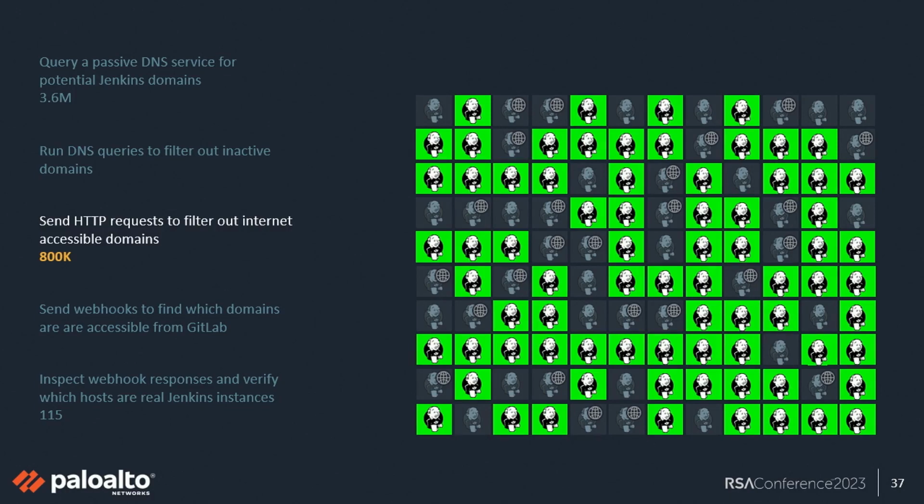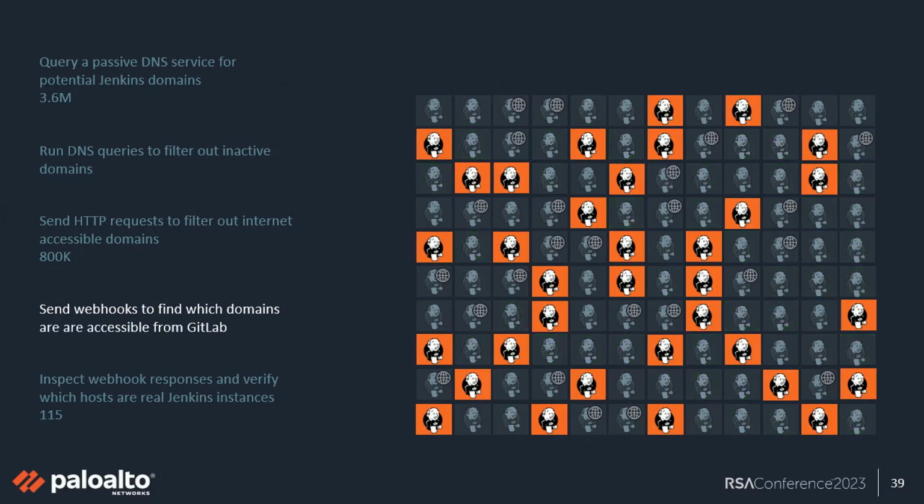It took much longer to write the script itself. But we sent those requests, and we were left with domains that responded to GitLab. So now we have domains that responded to GitLab, and we want to know which of those domains are actually Jenkins domains. So the webhook request we sent to those domains is a special request that returns a special response from Jenkins. So we can easily identify which of those domains are actually Jenkins instances.